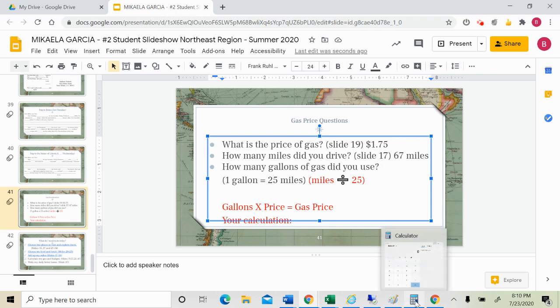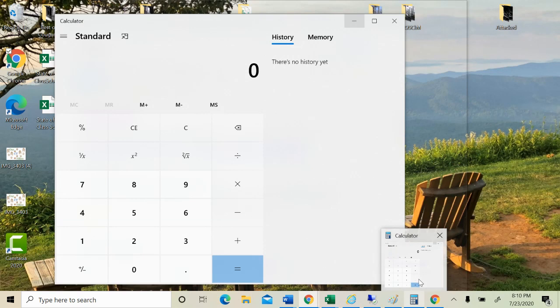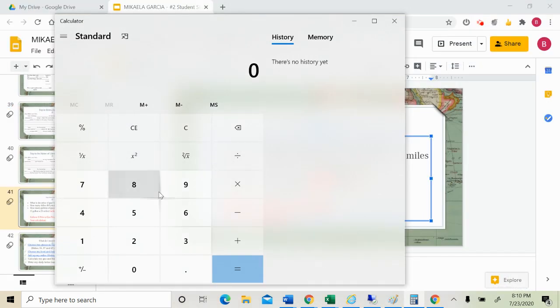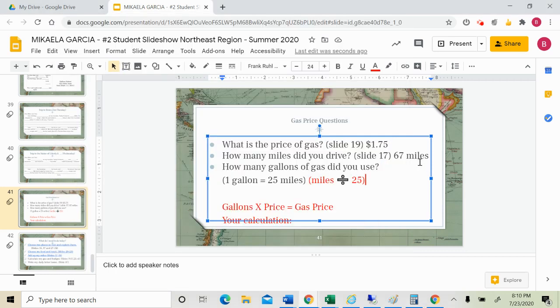So for this, I'm going to bring up a calculator. You can use any calculator app, and you would type 67 divided by 25. It says 2.68. And I double check right up there. It says 67 divided by 25. And so I see that that's correct. So I put in the correct number, so my answer must be correct, 2.68. So how many gallons of gas did we use? We used 2.68 gallons of gas.